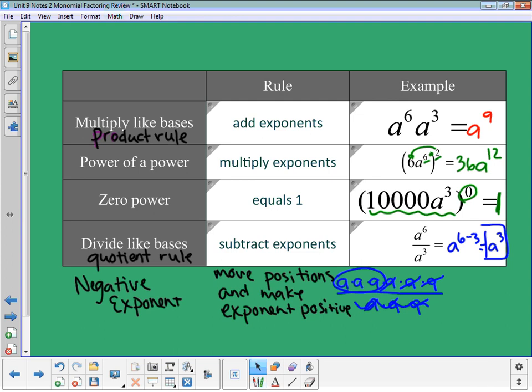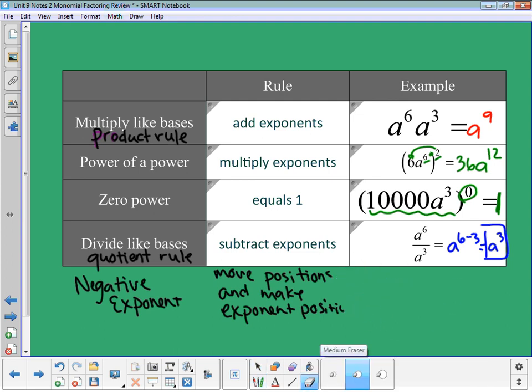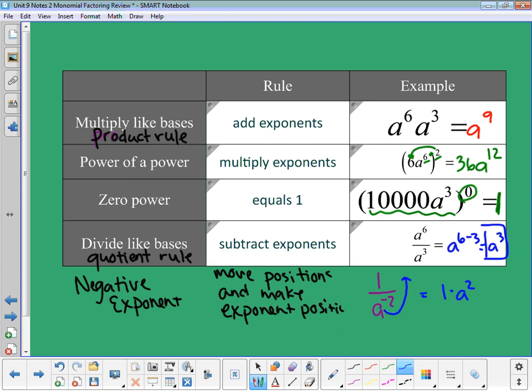An example of that would be, let's say I had 1 over a to the negative 2nd power. That a to the negative 2nd power, we're not going to keep a negative 2 power, so I need to take that and move it up here, and it becomes 1 times a to the positive 2nd power, which is just a to the 2nd power.